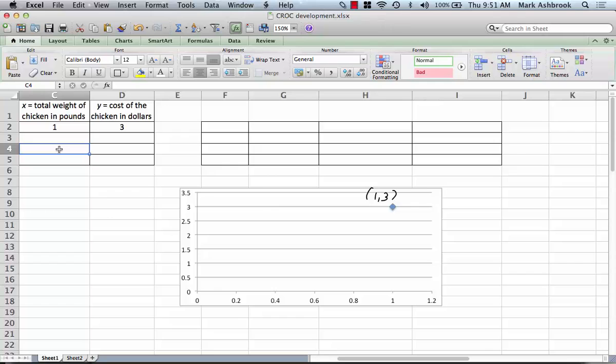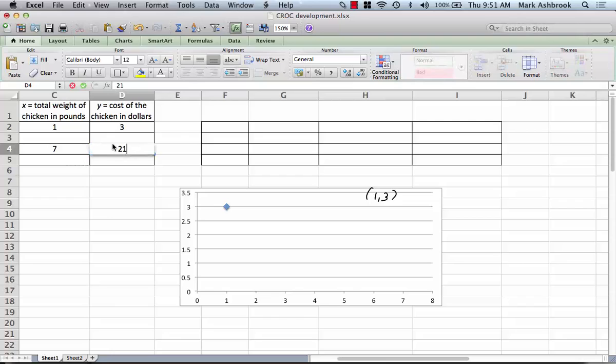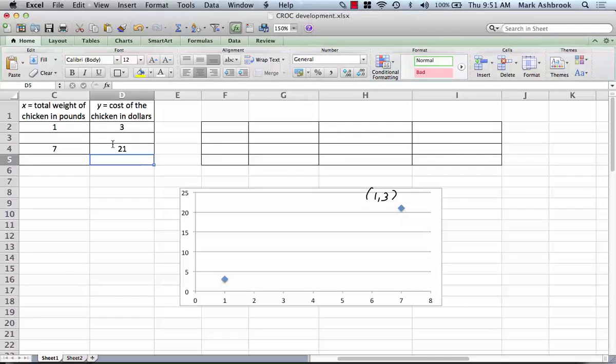So then I'm going to come along here and do, say, what was it? So 7 pounds. How much is it going to cost? 21. Okay, so now here our (1, 3) is down here, and here's our (7, 21). So we got 2 points.